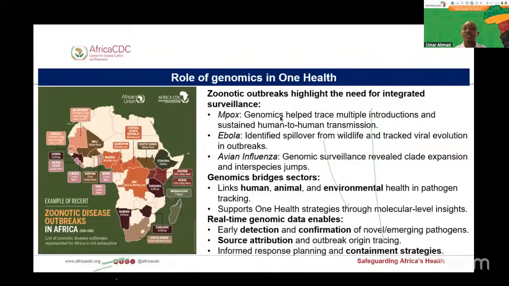For example, with Mpox, genomics helps to trace multiple introductions that are sustained through human-to-human transmission, and also identify spillover from wildlife, and track viral evolution, as in the Ebola case. Avian influenza genomic surveillance reveals clade expansions and interspecies jumps, and how they are interconnected between humans, animals, and even the environment itself. Genomics can also help in tracking pathogens and strategizing through molecular health insight. So it helps us understand real-time genomics data, enabling early detection and confirmation of novel and emerging pathogens in the countries.